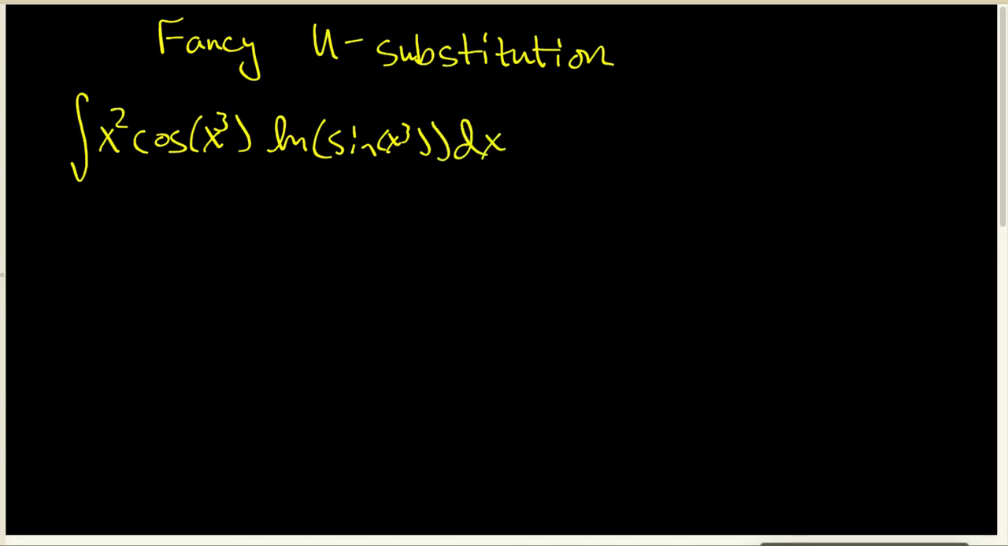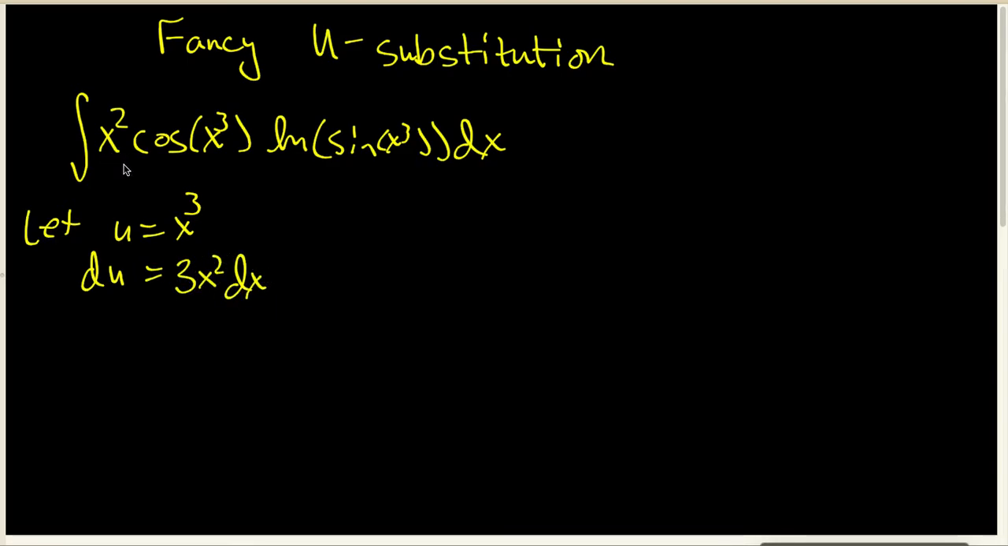Now, I want to analyze this particular problem in the following way. The first thing that I notice is that I have an x squared there, and I have an x cubed, and I have another x cubed. And the x cubes are inside layers of compositions. We have the cosine of x cubed, and we have the sine of x cubed. Those all tell me that it is reasonable to let u be equal to x cubed, and that means du is then going to be 3x squared dx.